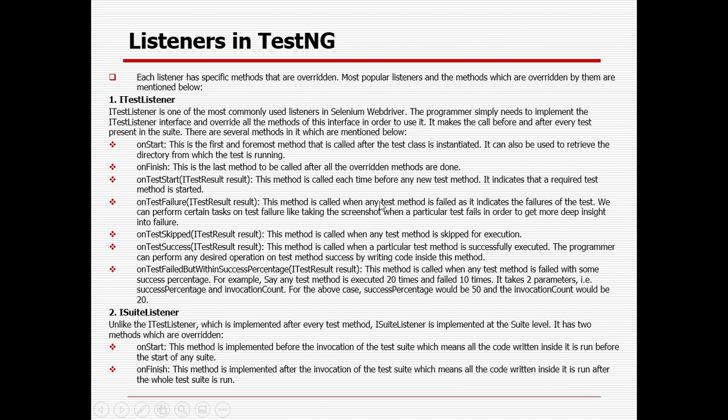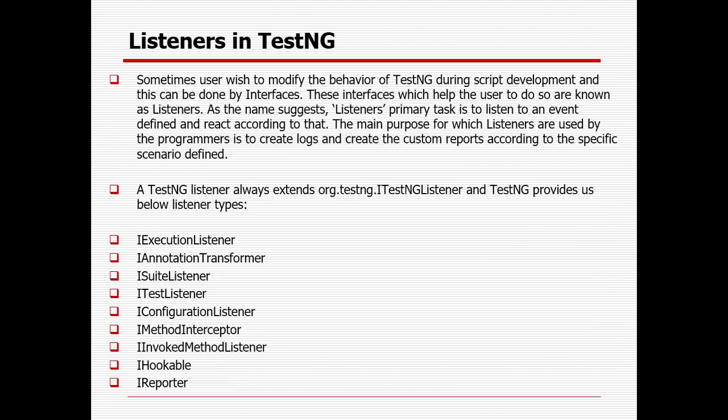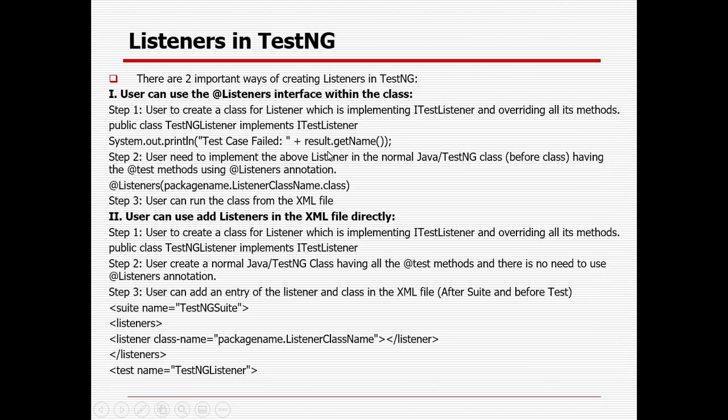onTestFailure is called when any test method fails, as it indicates the failure of the test. We can perform certain tasks on test failure, like taking a screenshot when a particular test fails, in order to get deeper insight into the failure. Whenever we create a framework from scratch, I will show how with the help of a listener we can capture the screenshot whether it is failing, passing or skipped. But now I will show you how we can use the listeners only for giving some logs and custom reports. Okay.